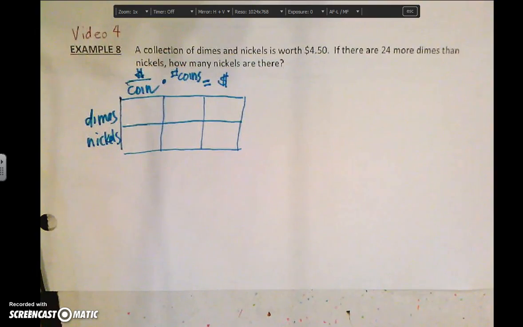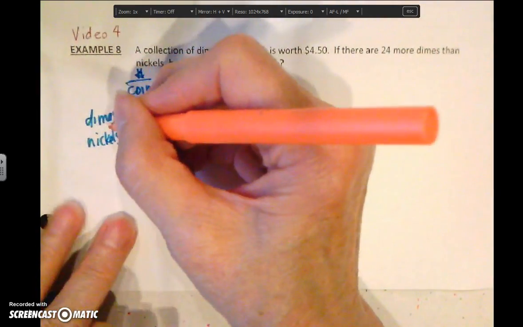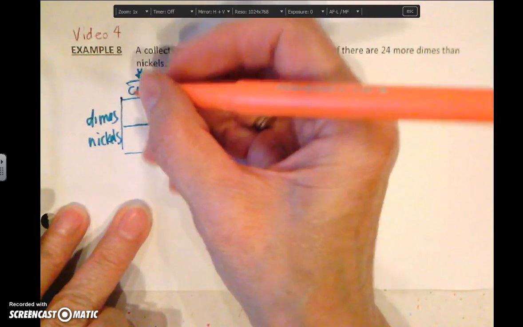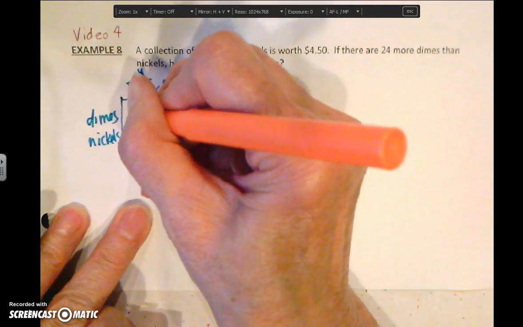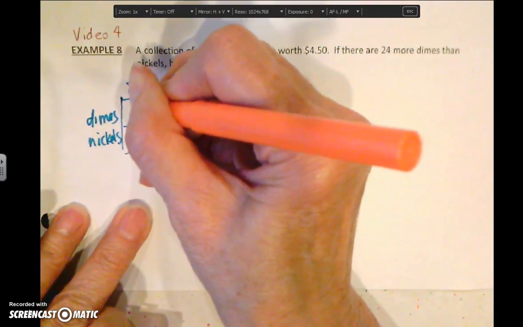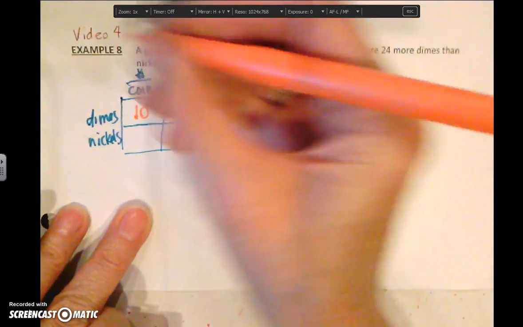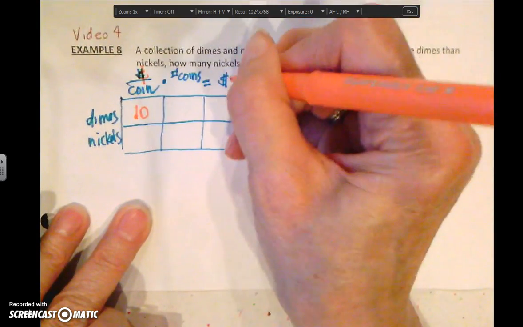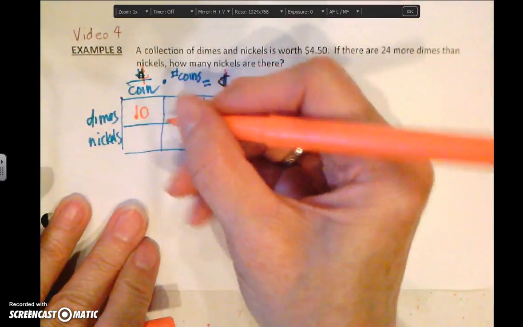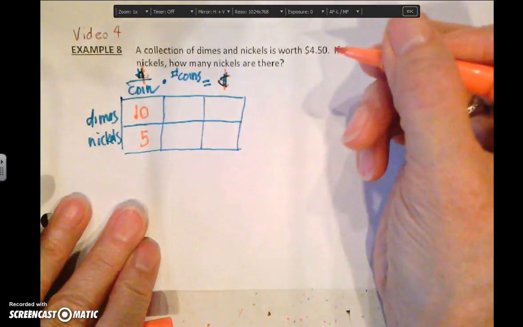All right, so let's fill it in. In cents per coin, how much is a dime worth? Well, a dime is worth 10 cents. If we were going to use dollars, we'd have to put in 0.10, but I'm going to use cents. Let's use 10 cents. So instead, I'm going to put cents right here and right there. We're going to make those cents. And a nickel is worth 5 cents.